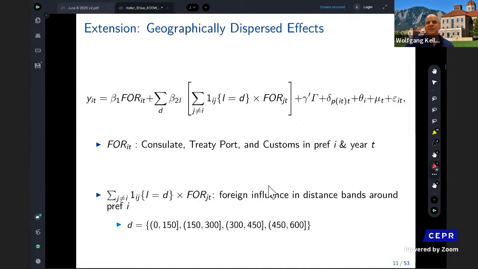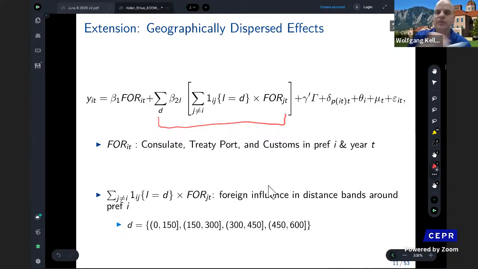We're going to extend this in order to estimate the geographic scope of foreign influence in China. And we're going to extend this by looking at this term here. So this is the new thing. What we have here is a measure of the foreign influence in distance bands around some prefecture i. For example, there are going to be distance bands of 150 kilometers width. So let me explain how this works.